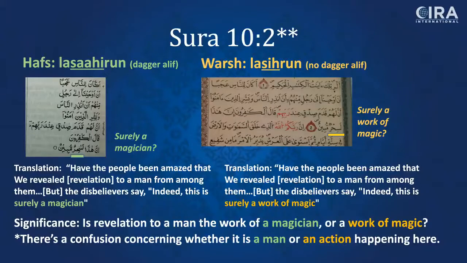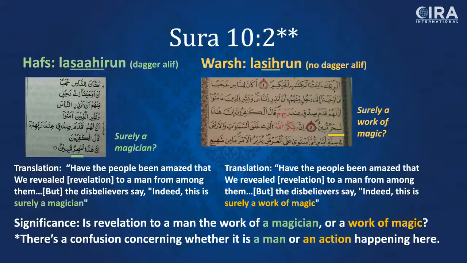Basically, that's his, let's say, his office. And the one on Warsh is the action of the magician, لَسِحْرٌ, work of magic. So, what are we dealing with? The action itself, or the position, or the actor himself? So, when the word of God is revealed to a man, they are surprised. Is it a man that they're surprised at, or is it the act itself? So you can see this changes the context.